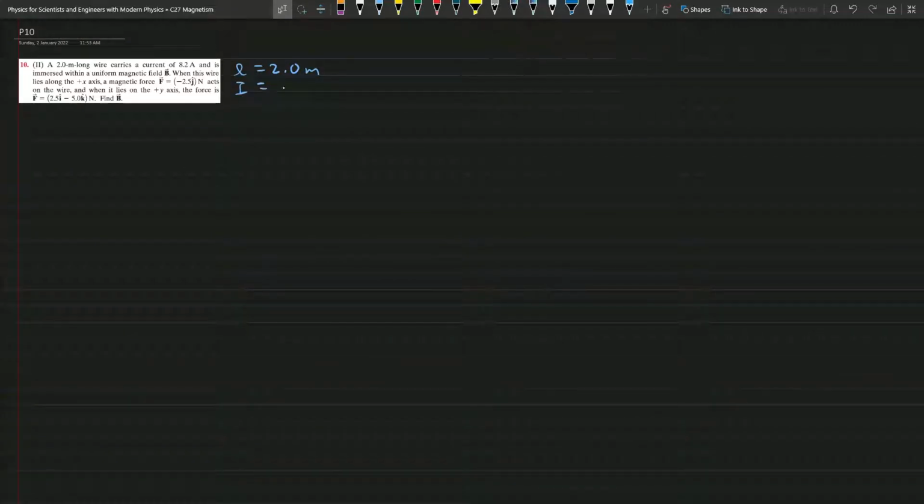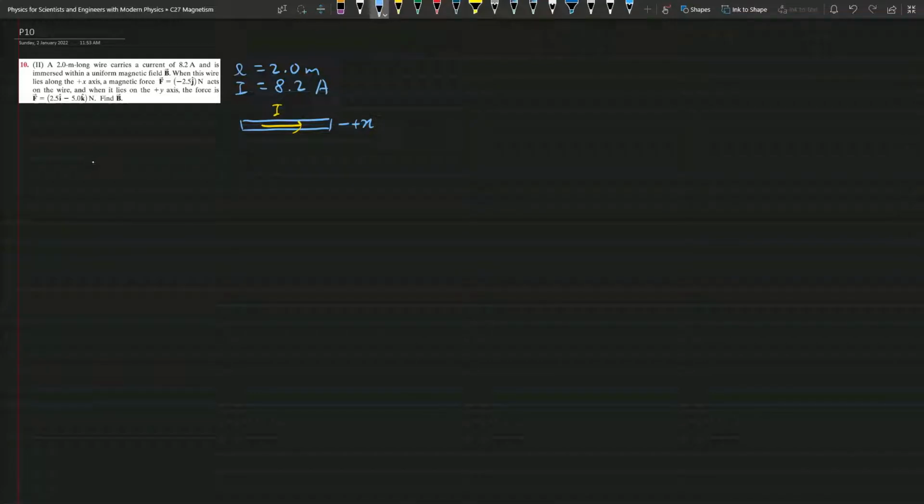First, we are given L equals 2.0 meters, and the current I equals 8.2 amperes. In the first case, we have the wire lying on the positive x-axis. This is the positive x-axis. So we assume the current going this way. This is the I.